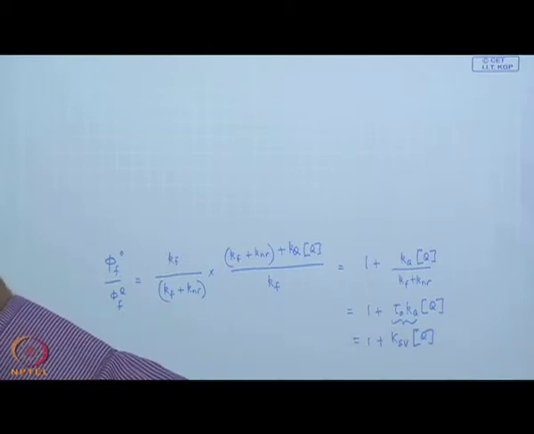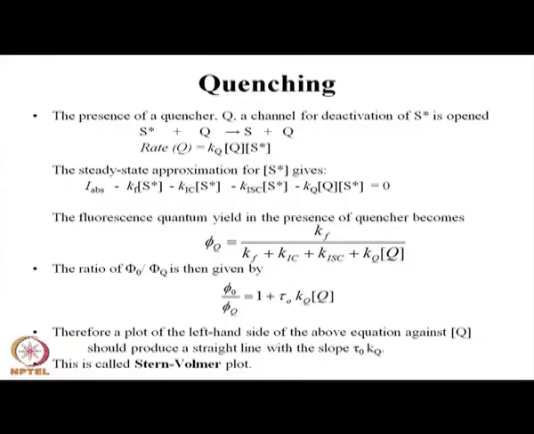Okay. So, it is given in detail. Let us check it. Whatever I just told is written clearly. The presence of a quencher Q opens a channel for deactivation of S star, that means S1. So, this deactivation channel is written like this. The quenching process rate is k q into Q into S star, where S star is the singlet state concentration.